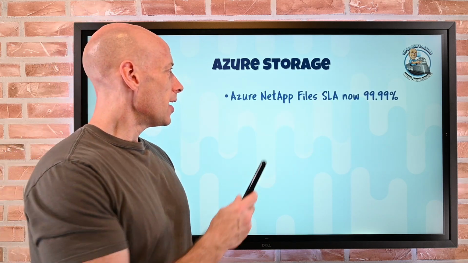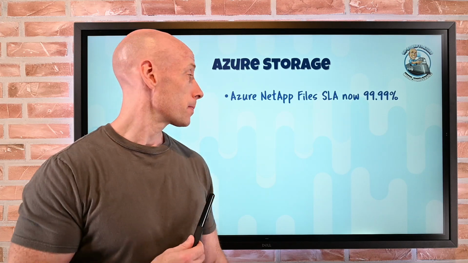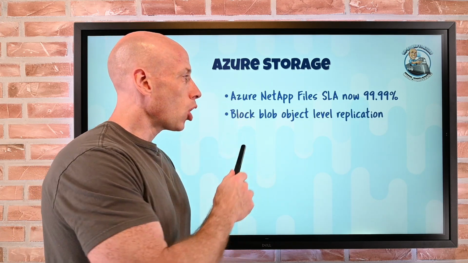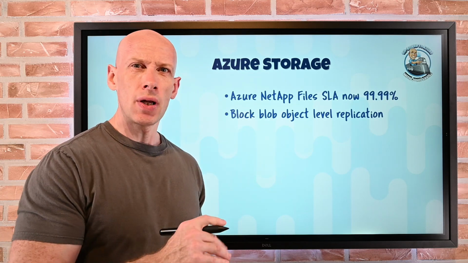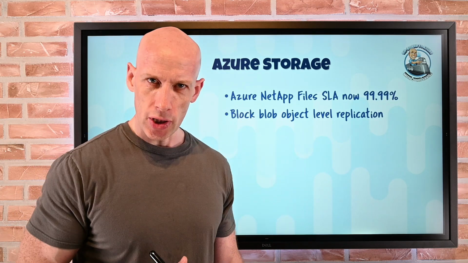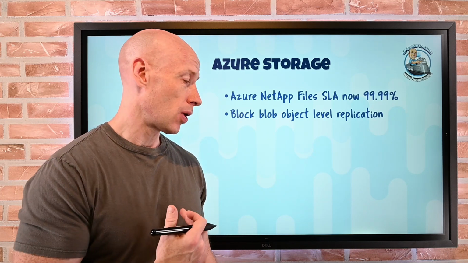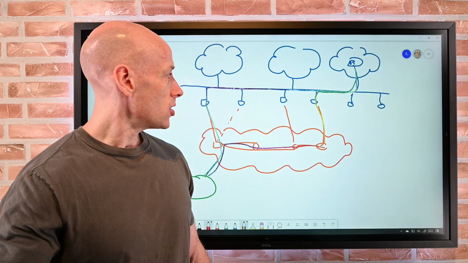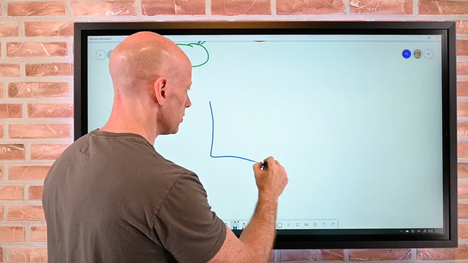Azure Storage, the Azure NetApp Files service now has a 4.9 SLA. And now there is a blob object level replication capability. So this is not when I turn on GRS on a storage account. This is at a container level, I can create replication policies. So you could imagine I have a storage account.